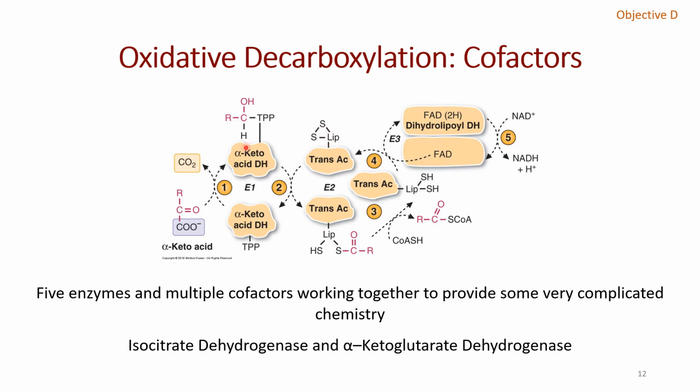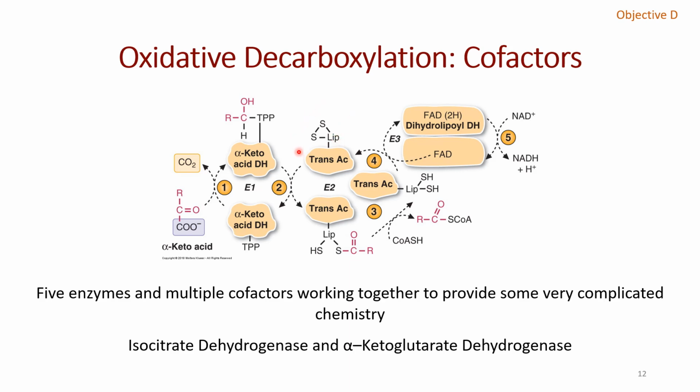Well, we need another molecule here who is a stronger nucleophile that has the ability to attack this group and transfer that group off of the TPP. And our friend lipoic acid is going to be exactly what we need here. This enzyme is called transacetylase, and in this case, the lipoic acid is in the oxidized form.